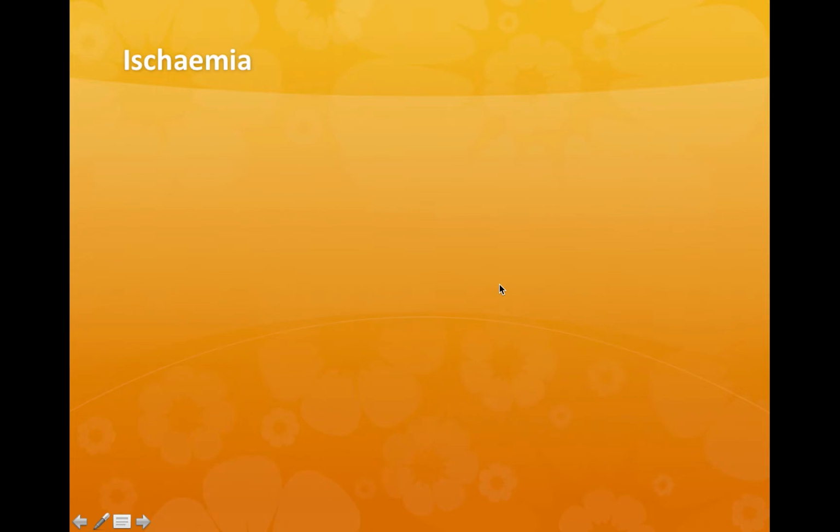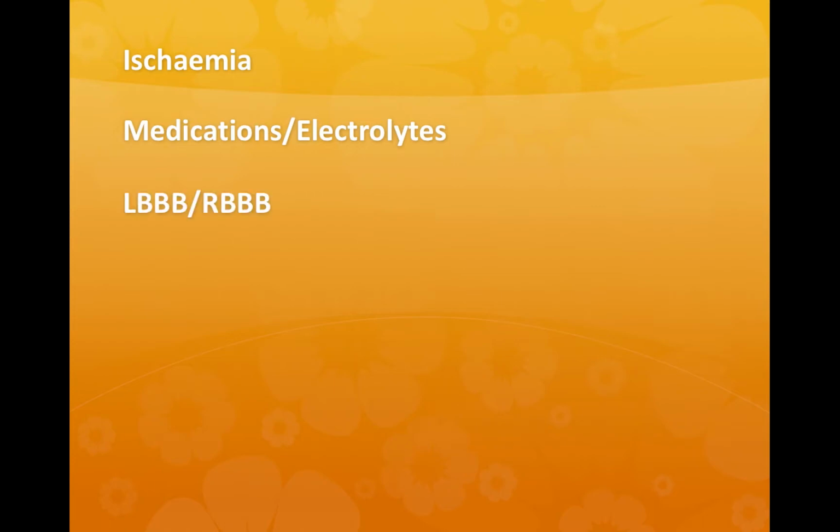So here are some of the causes of T wave inversions. We can get it with ischemia, like I was saying. You can get it with medications. You can get it with electrolyte abnormalities, bundle branch blocks, and there it's a normal variant. Normally you expect a discordant T wave when you have a bundle branch block, and that's a normal variant. When I say discordant, I mean going in the opposite direction to the QRS complex.